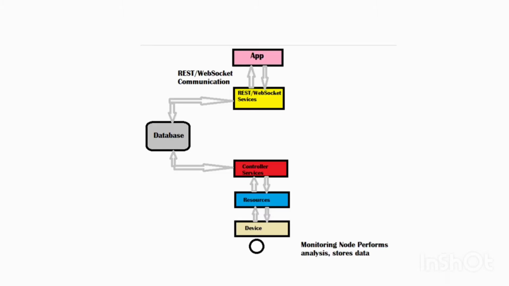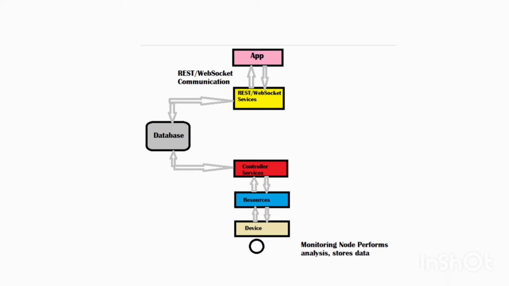Resources. Resources are a software component of IoT devices for accessing, processing, and storing sensor information or controlling actuators connected to the devices. Controller service. Controller service is a native service that runs on the device and interacts with the web service. Controller service sends data from the device to the web service and receives commands from the application for controlling the device.